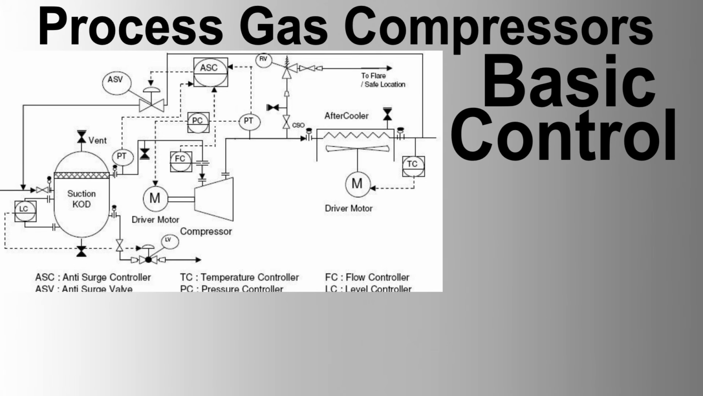B. Control loops. The suction pressure control loop ensures stable suction pressure by adjusting the compressor speed or flow control valves. The discharge pressure control loop maintains the desired discharge pressure by adjusting compressor speed or downstream control valves. The flow control loop manages gas flow rates to meet process requirements.